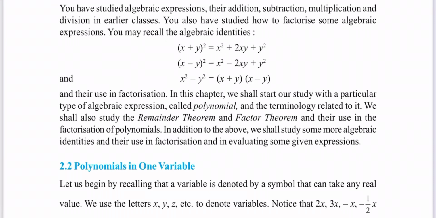In this chapter, we shall start our study with a particular type of algebraic expressions called polynomials and the terminology related to it. We shall also study the remainder theorem and factor theorem and their use in the factorizations of polynomials. In addition to the above, we shall also study some more algebraic identities and their use in factorizations and for evaluating some given expressions.